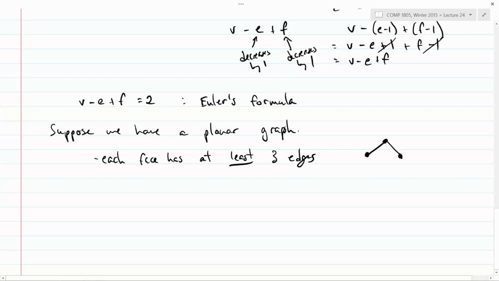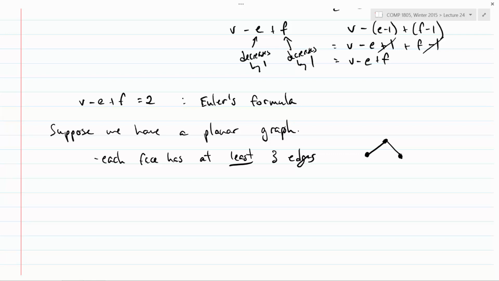What about in this case? Is that going to be okay? Any thoughts on this? Does that violate what I just said? Every face has at least 3 edges on it. Is this likely to cause a problem? It depends how I count it.